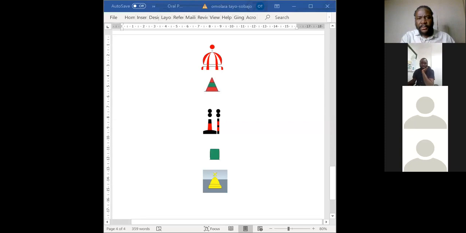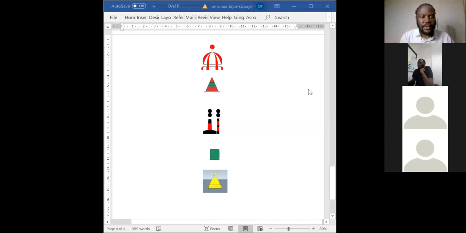Okay, so let me call someone. Or who's going to volunteer? If you can see my screen, I need to know if my screen is there. Yeah, Captain, we are seeing safe water mark, region A, region B, then the isolated danger mark, and then this other thing, this should be a top mark, and then a special mark, and that's all. So talk me through how you will navigate your vessel from this point to this point.